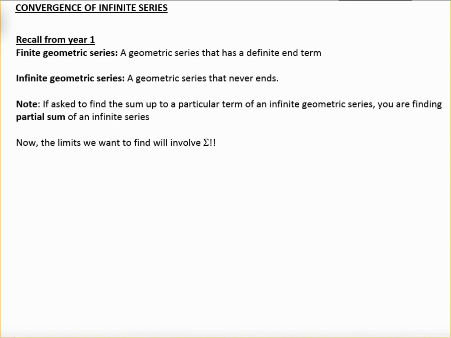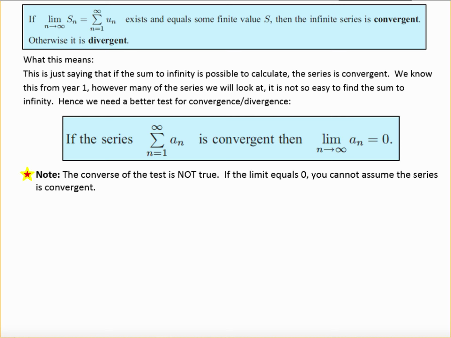So today we're going to be talking about some limits that involve these sums. They're all going to involve the Greek letter sigma. Here's our first definition. We're told that if the limit as n goes to infinity of s sub n, this is our series, exists and equals some finite value s, then the infinite series is convergent. Otherwise, it's divergent. This is just a definition, and what it basically says is that if the sum to infinity is possible to calculate, then the series converges.